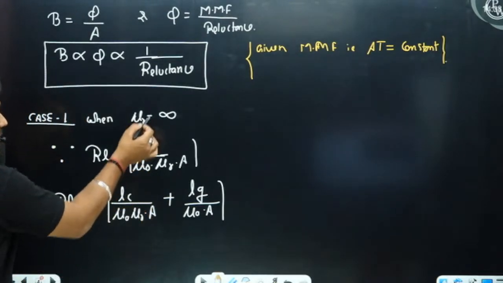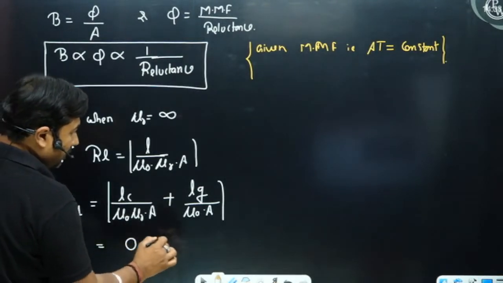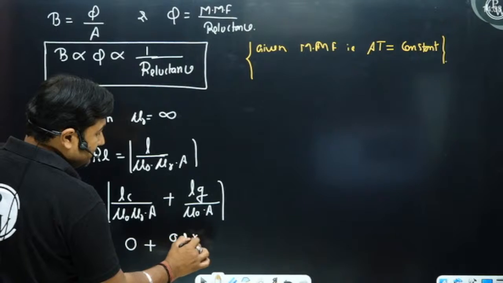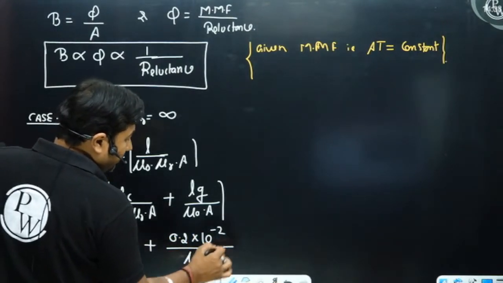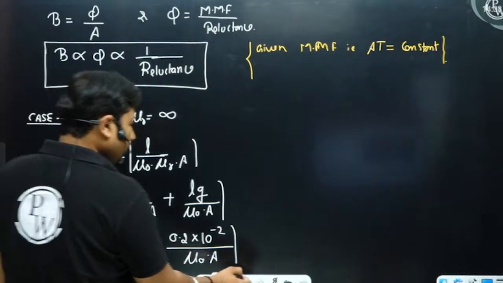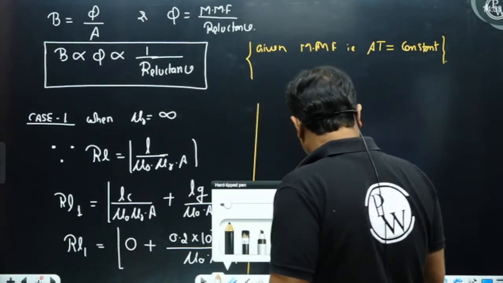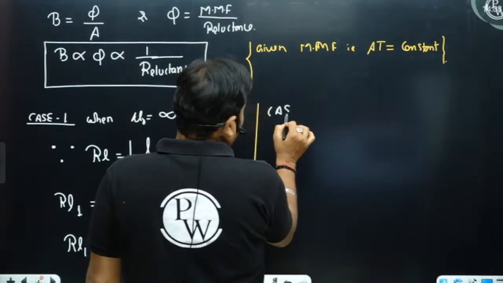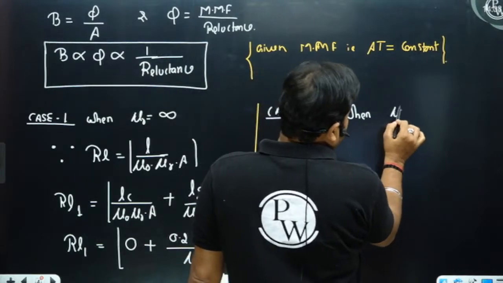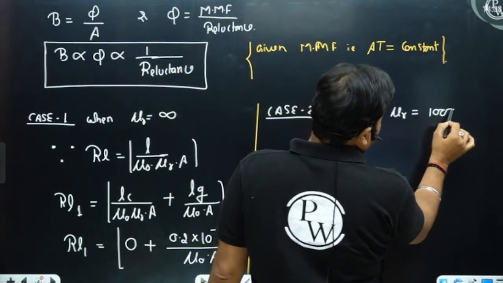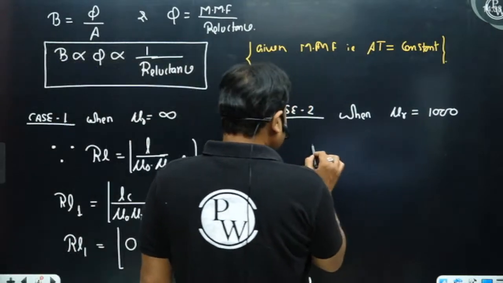Further, since mu r is infinite in the first case, this will become 0 plus 0.2, which is in centimeters converted into meters, upon mu naught into A, where A is the area of cross section of the core. Further again, if you observe, when the material is changed such that the relative permeability becomes 1000, with the same MMF, what is the flux density in the air gap?